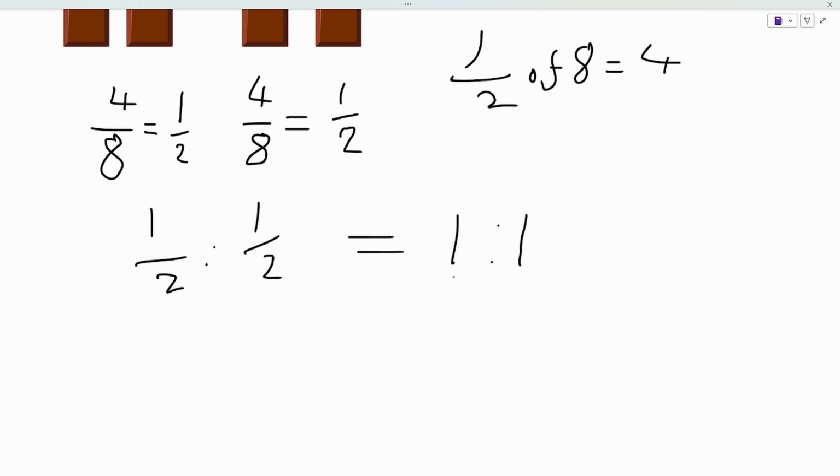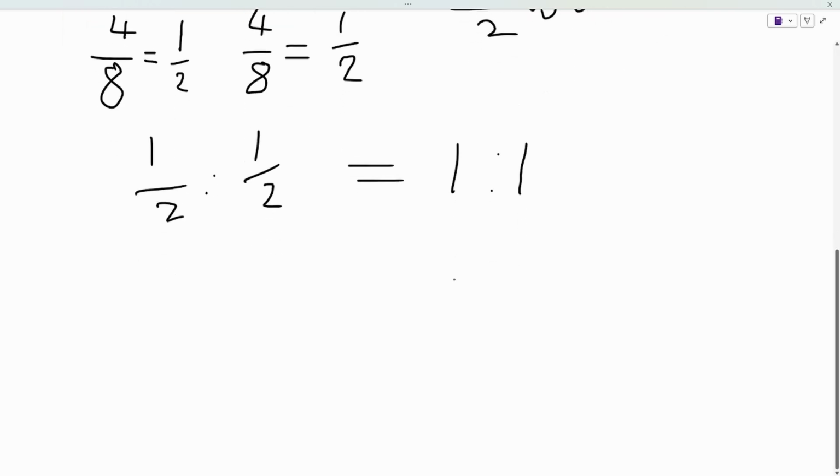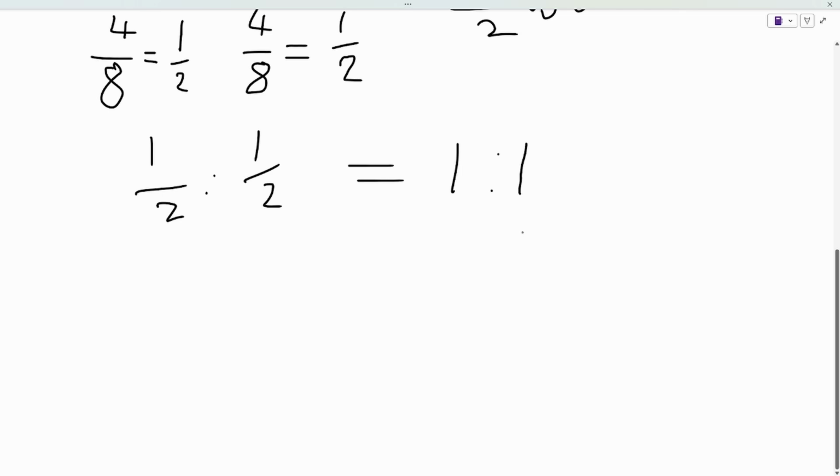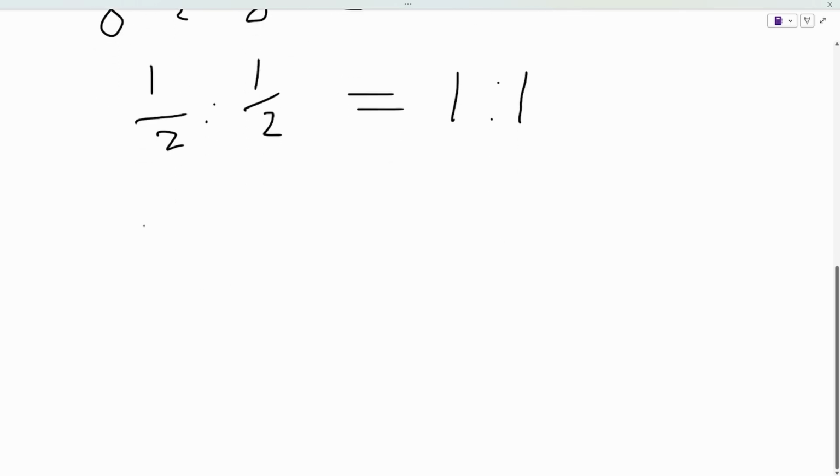So you may think this also implies that they get 1 bit of chocolate each, but as we've just done this example, we know they get 4 parts each. So let's sort of take this back and rewind it and do it backwards. So this might be what a question might look like. The question might look like Tim and Ted both get 1 to 1 each of chocolate.